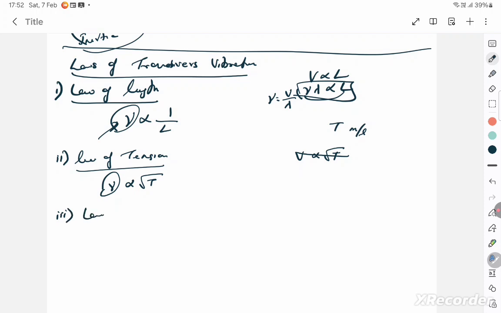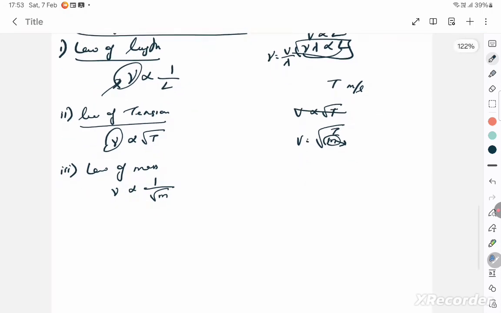So let's go next. Next is the law of mass. Law of mass, we know velocity is root of T by m, where m itself is mass per unit length, is inversely proportional to root of m. The frequency is also inversely proportional to square root of m, provided all other components such as length and tension remain constant. So let's go next. Law of mass is over.